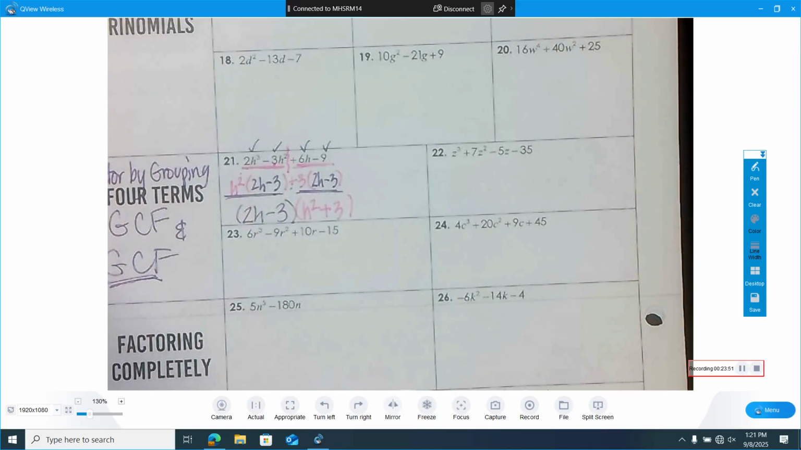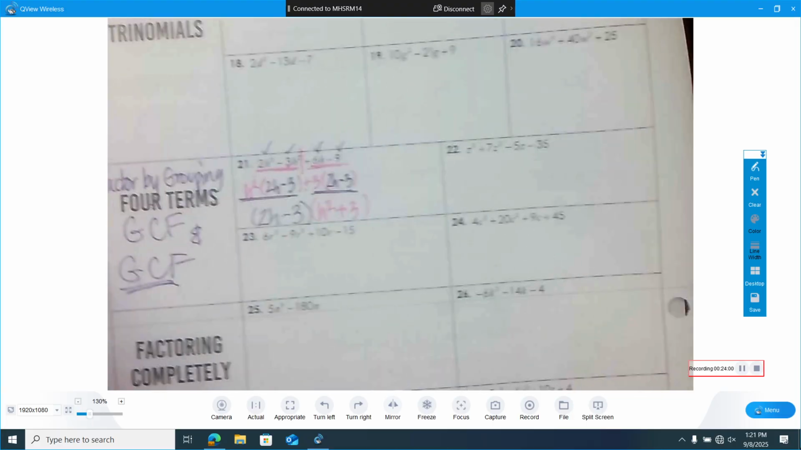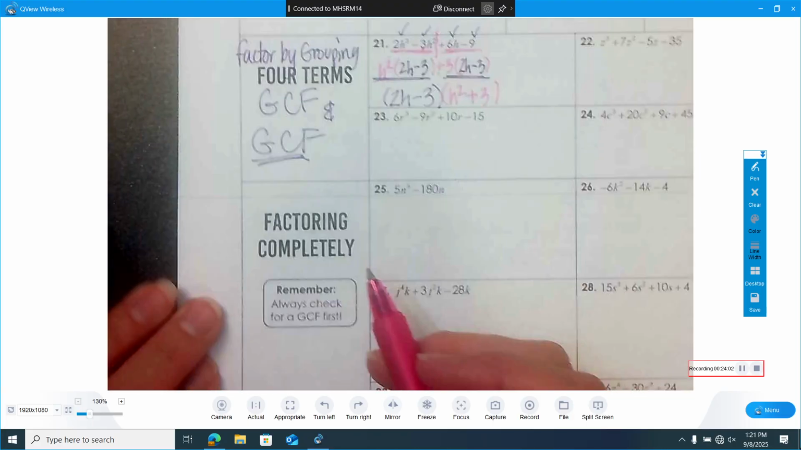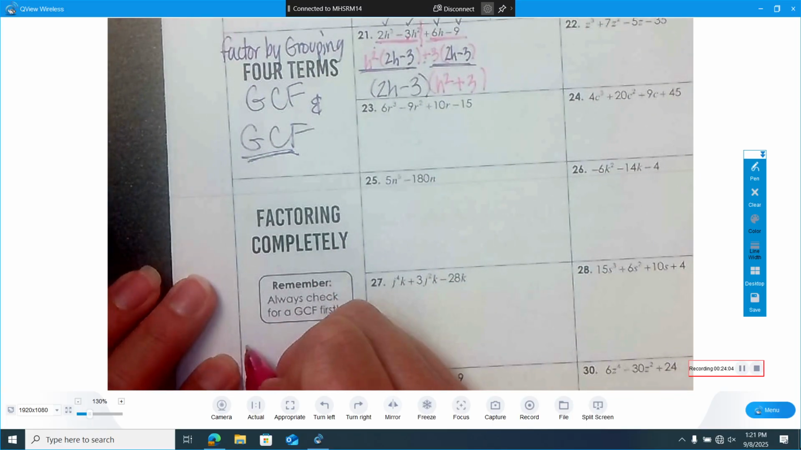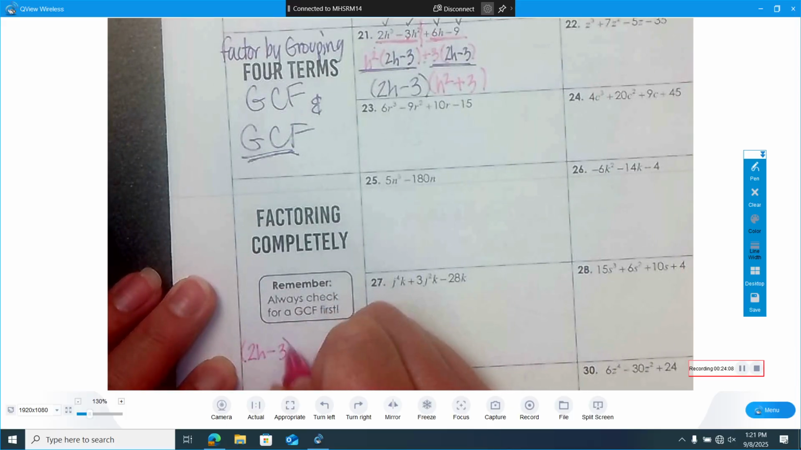No, there's not. So what's happening here, that's a good question. I'm going to go right down here. I could do this a lot of different ways, but you can always double check by multiplying.